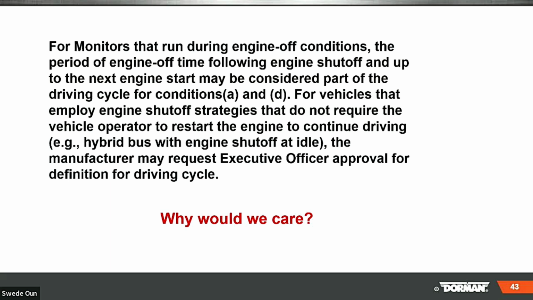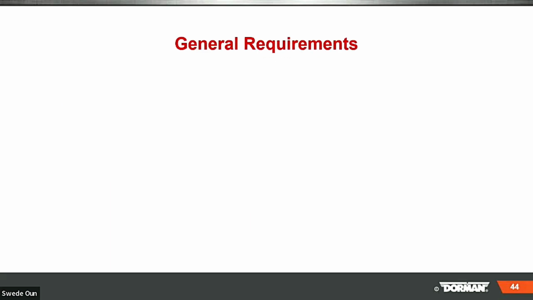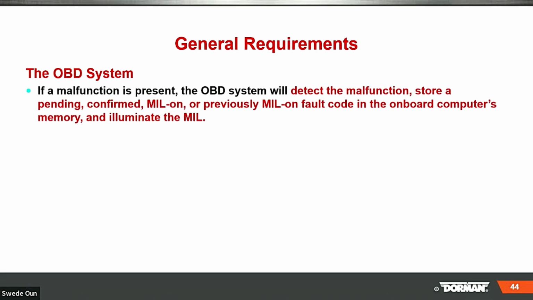Again, for vehicles that employ engine shut off strategies that do not require the vehicle operator to restart the engine, continue driving. Hybrid buses, for example, with engine shut off, the manufacturer may request. So again, if something changes, they want a little bit of different strategy, they can approach CARB and EPA and say, hey, this is what we want to do.